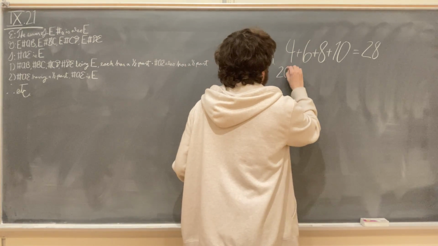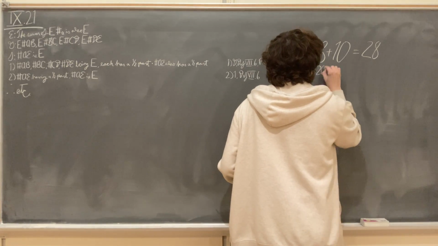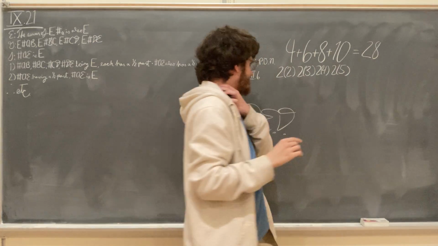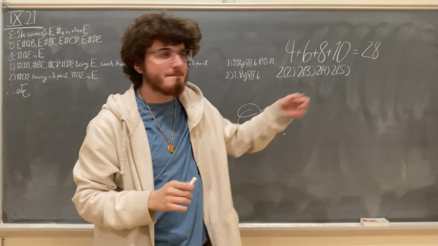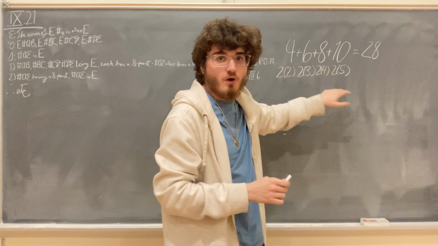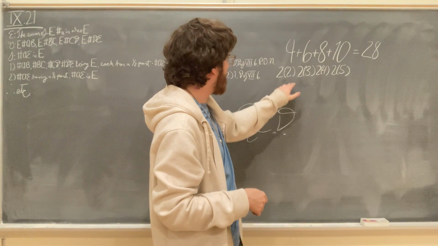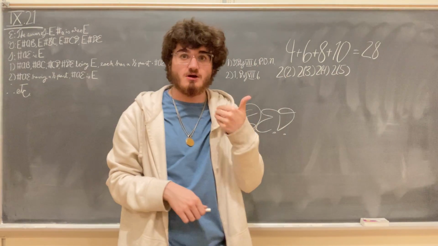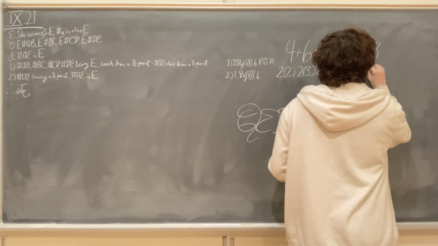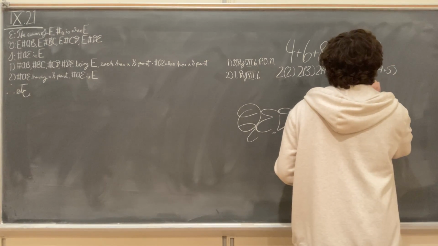So 4 has the half part of 2, 6 has the half part of 3, 8 has the half part of 4, and 10 has the half part of 5. So if we add all of these together, the sum will have 2 2s, 2 3s, 2 4s, and 2 5s, which means it's going to have a half part exactly equal to 2 plus 3 plus 4 plus 5, because there are 2 of each in it. So 28 is going to have the half part of 2 plus 3 plus 4 plus 5, which is 14.